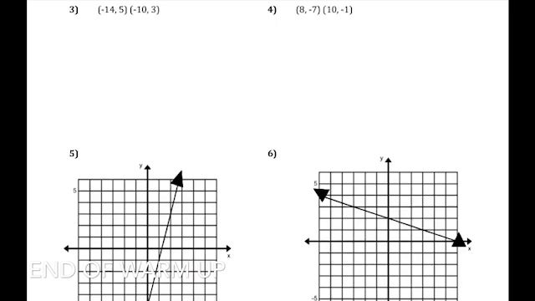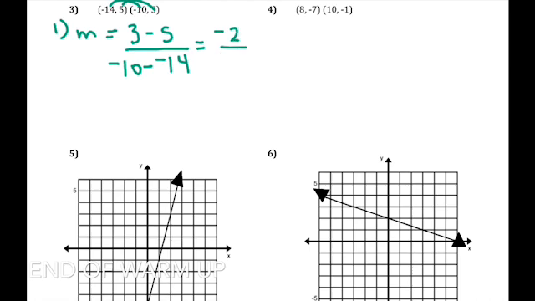Okay, number 3. This time we're not given the slope, but we are given 2 points. And so the first thing I need to do is I need to find my slope. And so remember that to find the slope, we're going to do y sub 2 minus y sub 1. So that's going to be 3 minus 5 over, and then I'm going to have -10 minus -14. And I'll simplify that. So 3 minus 5 is -2. And -10 minus a -14, so that's -10 plus 14 is 4. And so that's going to be -1/2. And so that's my slope.